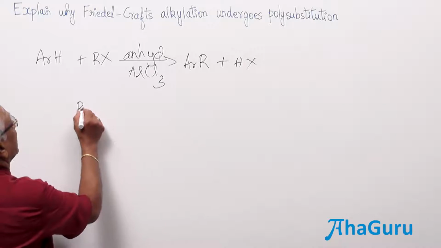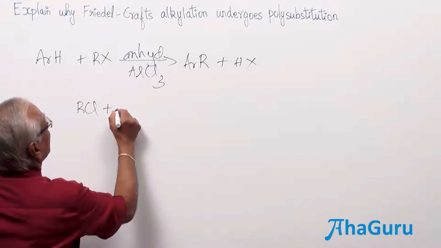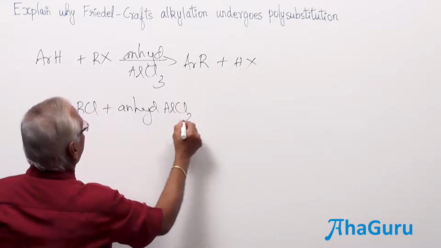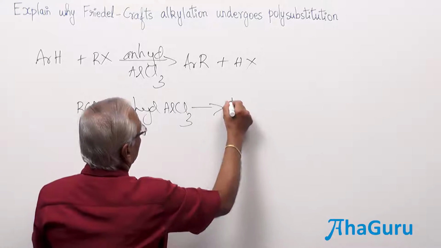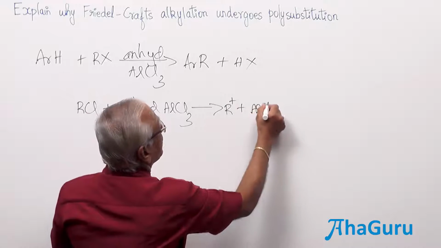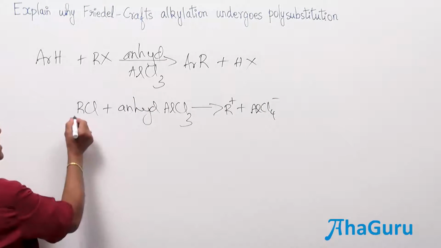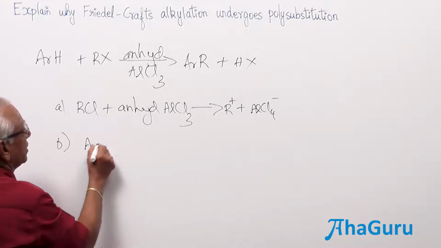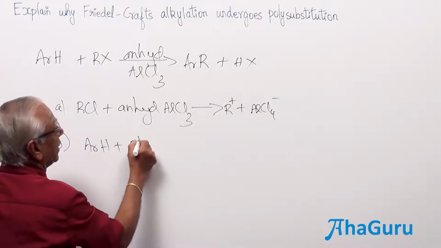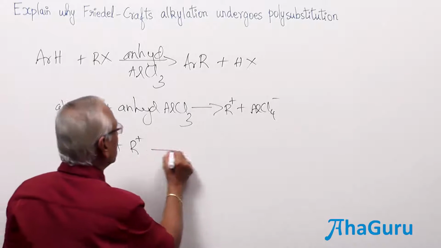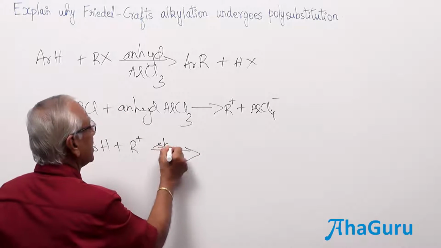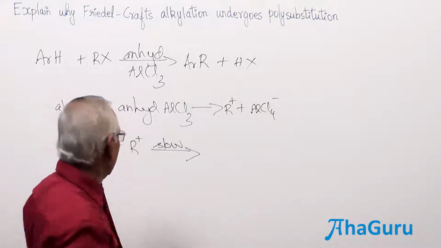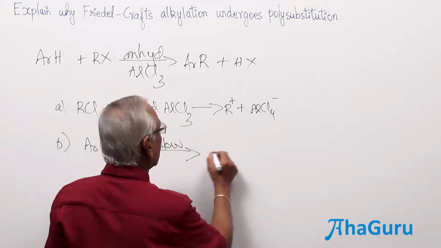Let us take an alkyl chloride RCl and react with perfectly dry anhydrous AlCl3 to form R+ carbocation and AlCl4 minus. Now, this is the generation of the electrophile, and the next step, ArH, aromatic hydrocarbon, is attacked by the electrophile. The second step, I told you, my dear students, this is the rate determining step also, because this is the slowest step. The most difficult step in a reaction is called the rate determining step. It forms an arenium ion.